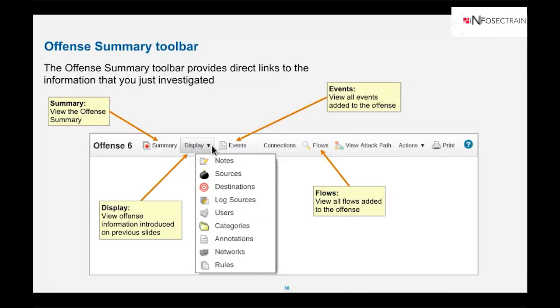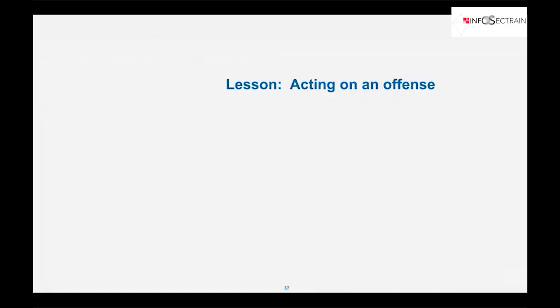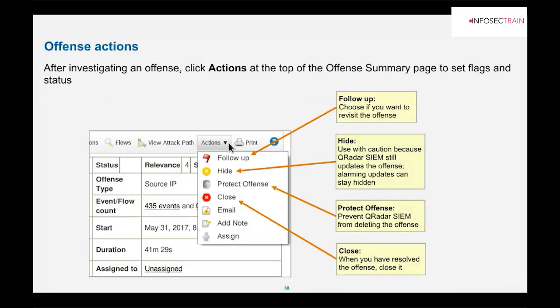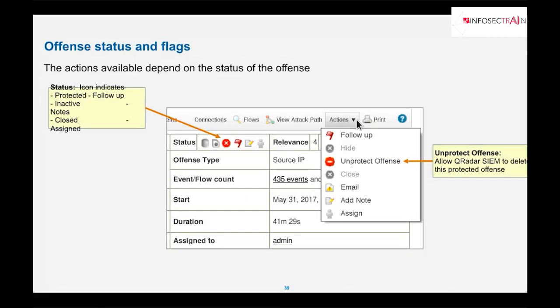All right. The summary toolbar, I have already showed you guys this. You can add notes and this and that. Right. Acting on an offense. Okay, so what action do you want to take on it? You want to take a follow-up, you want to hide it, protect it, close it, send it on an email. So the last option that you see, email, if you click on it, it can create a new email for you, and then you can send the complete offense detail in an email, right? You can add a note and assign. So these are all the icons that you see once you have done something.